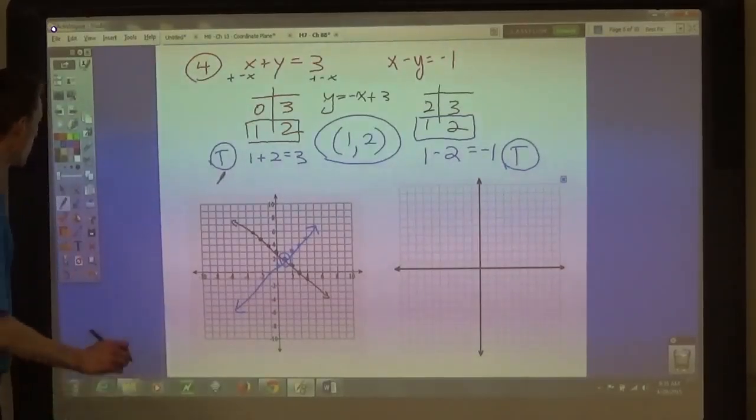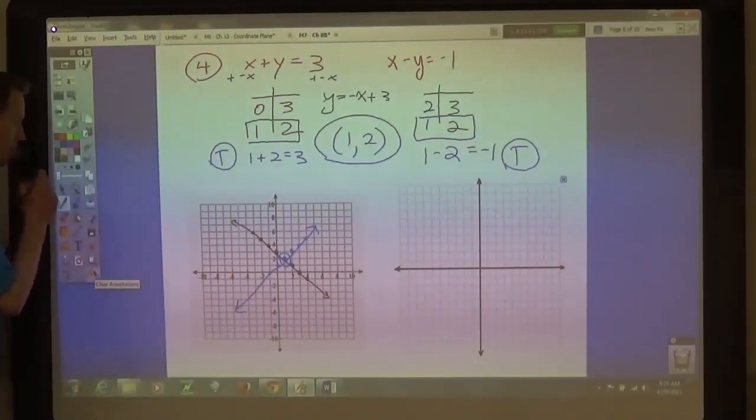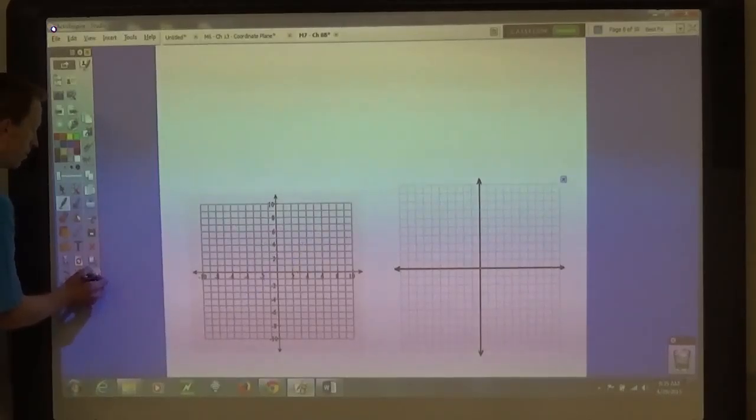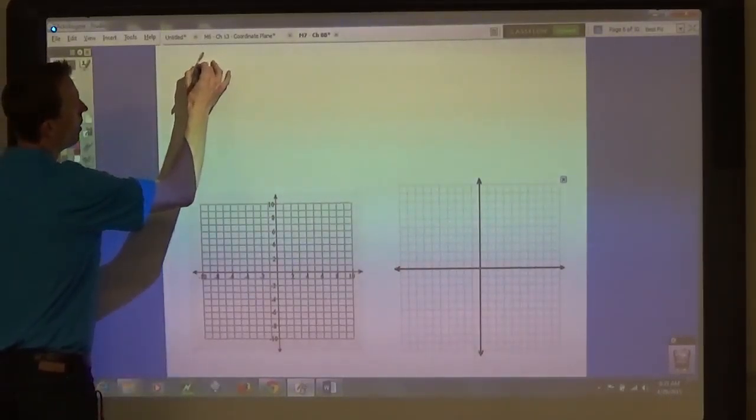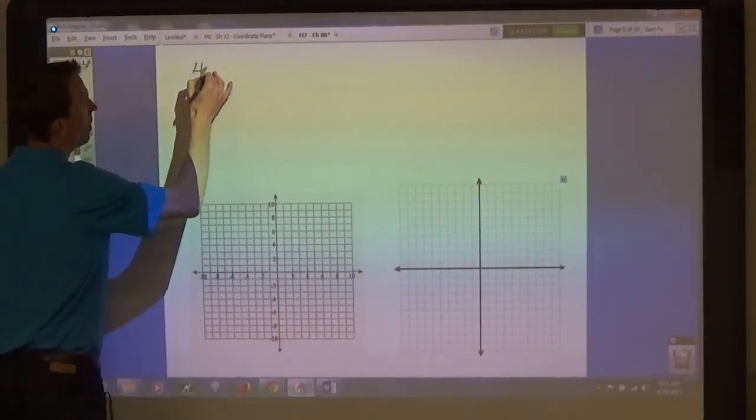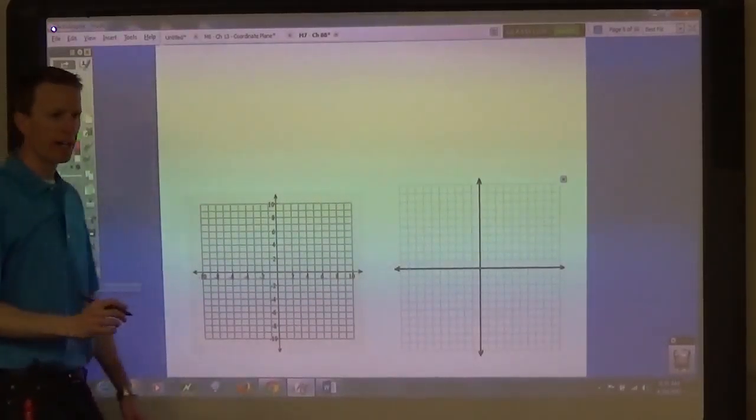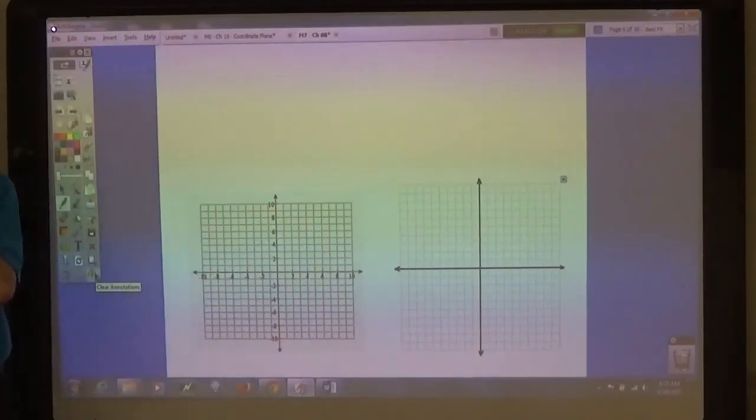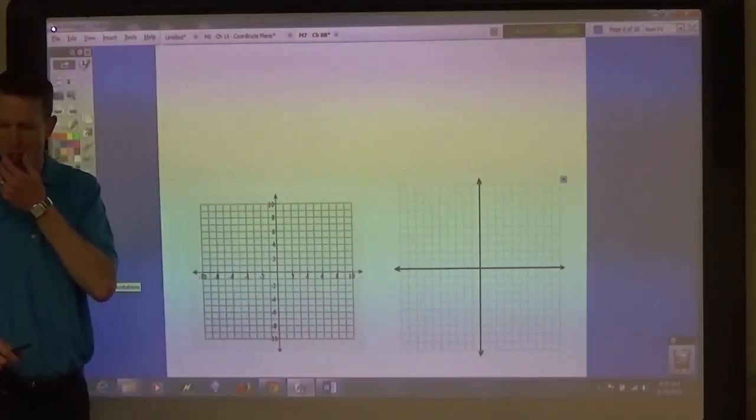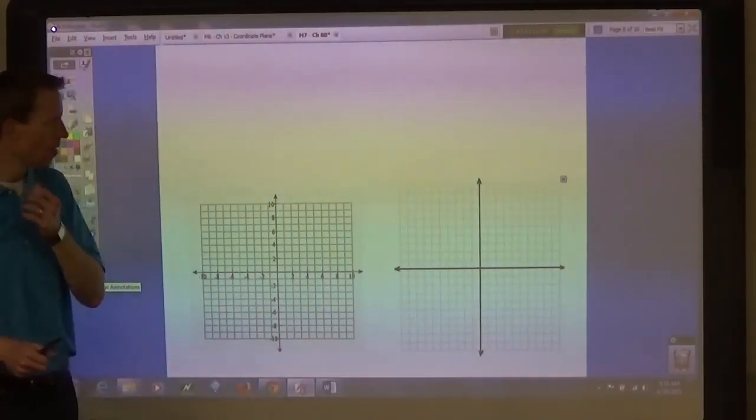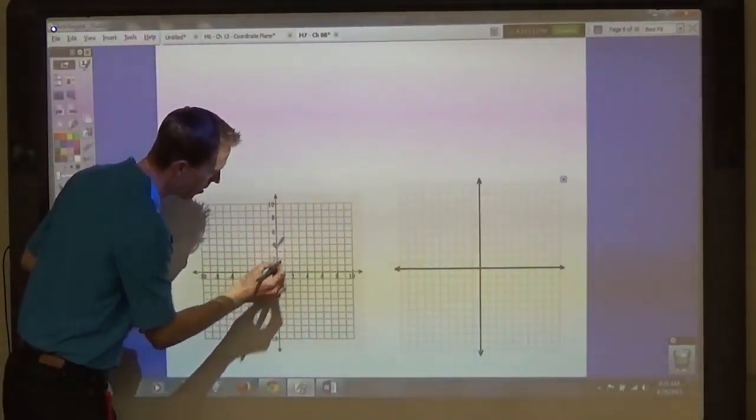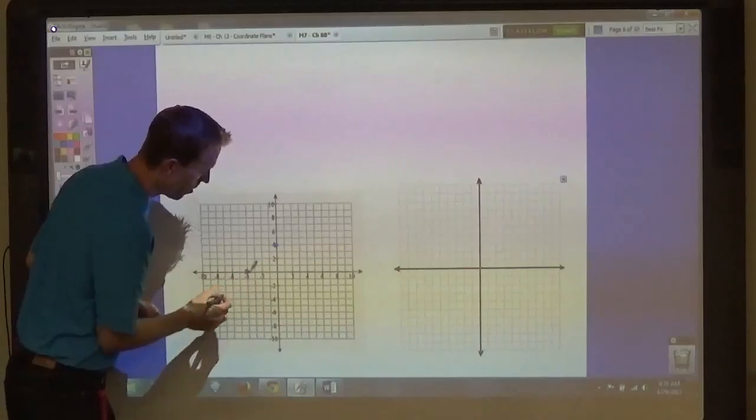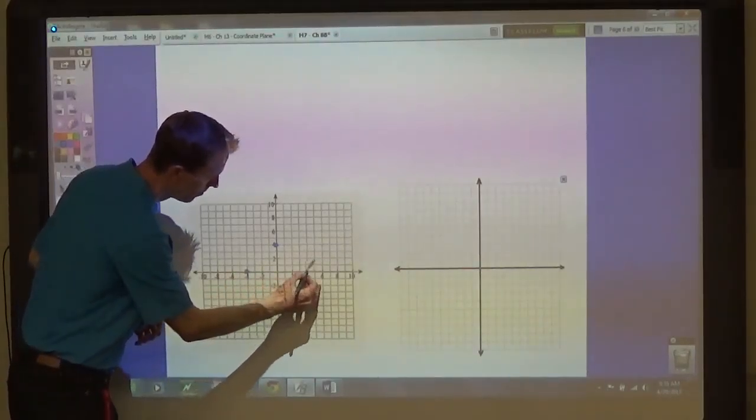All right. Then, let me ask you this. What if we have an equation where the lines don't cross? What if we had one like this? So we have 4, negative 4.